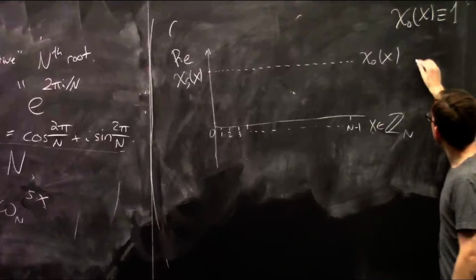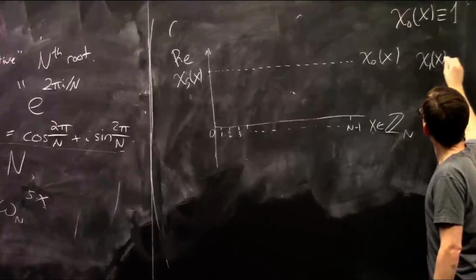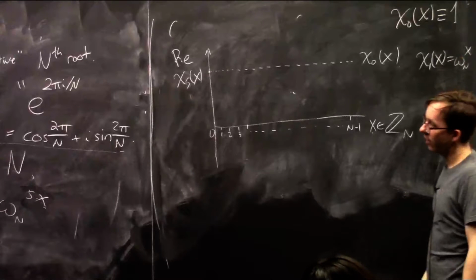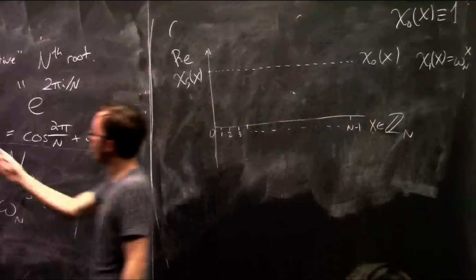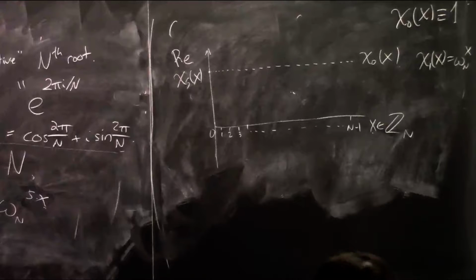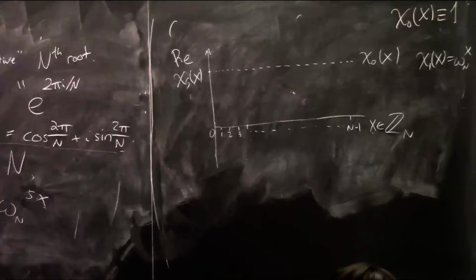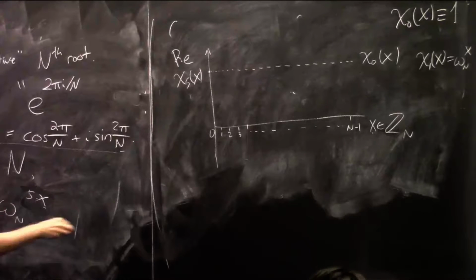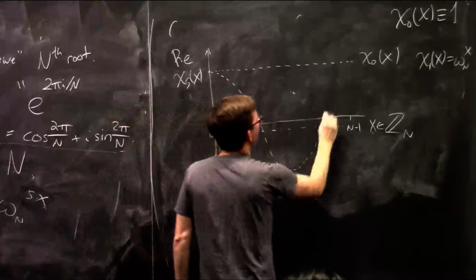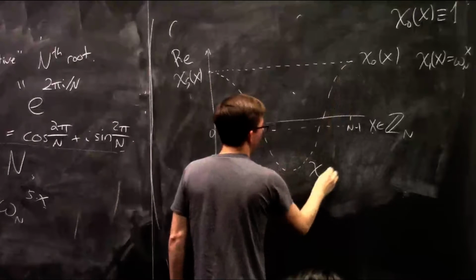And then chi 1 of x is the function that is omega to the x. So its values at 0, 1, 2, 3, 4 just go around the circle. Again, it's a complex number, so it's hard to plot. If you just plot the real part, then the real part is the horizontal distance, so it looks like a cosine wave. That's chi 1 of x.